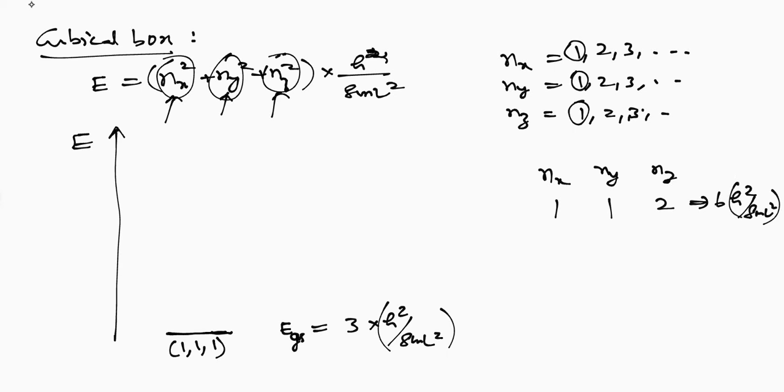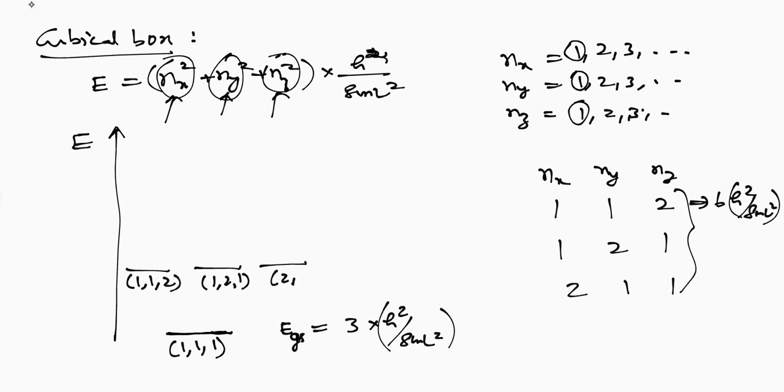This energy is possible with the quantum numbers 1, 1, 2, or 1, 2, 1, or 2, 1, 1. All these combinations will give you the same energy. So what does it indicate? The second energy level, that is the first excited state, has three possible states: 1, 1, 2; 1, 2, 1; 2, 1, 1. All these three states have different wave functions but the same energy. The energy of the first excited state is 6 times h square by 8 m l square.